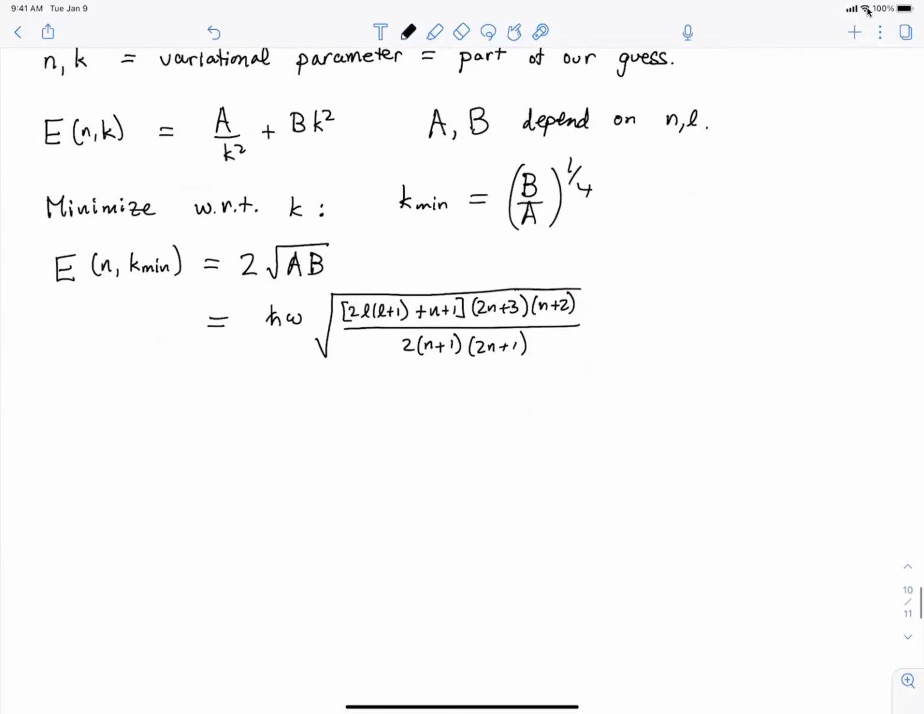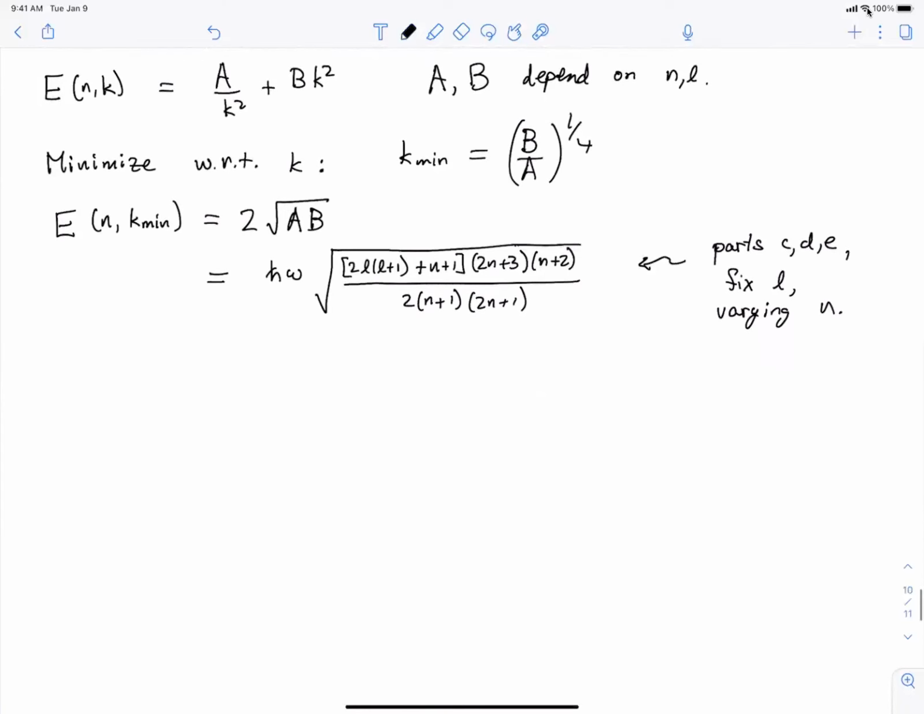Okay, and then the strategy was for parts C, D, and E, which I'd intended to be the easy part. You're just fixing L and you're varying N. Okay, and I've asked you to decide which N is the best N.